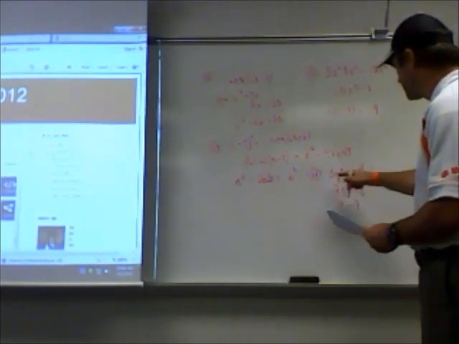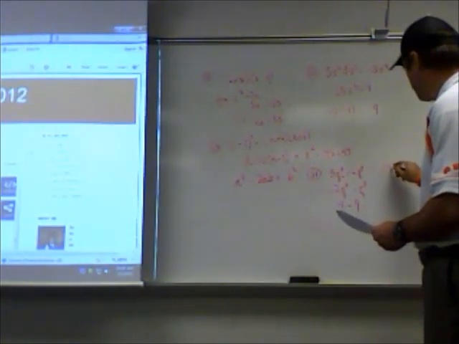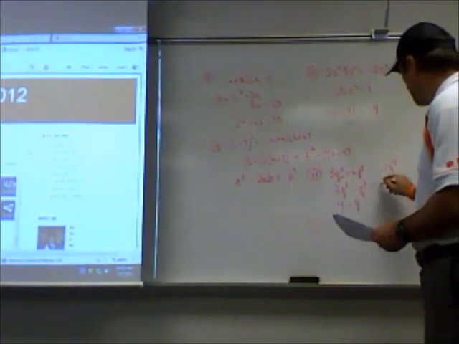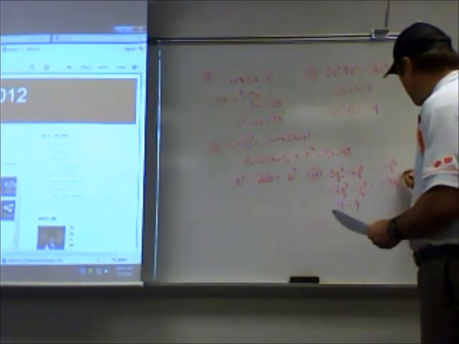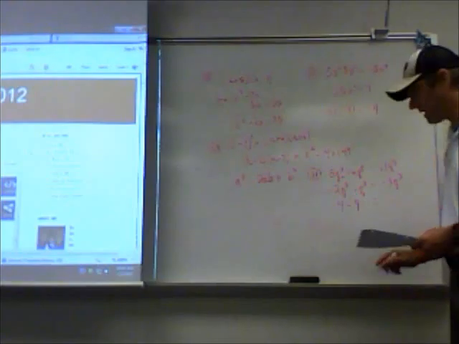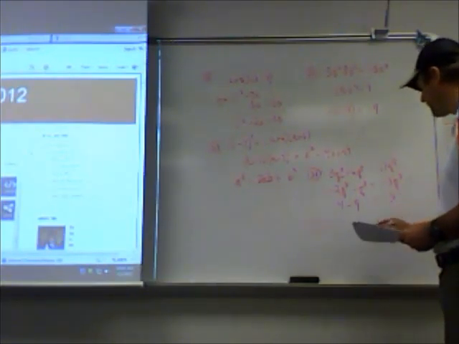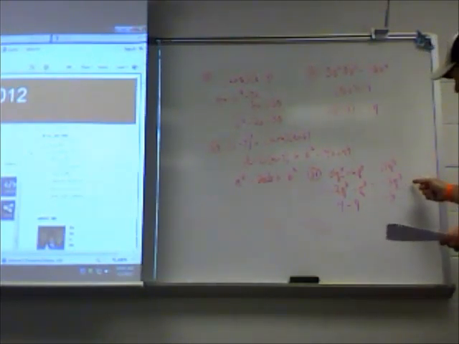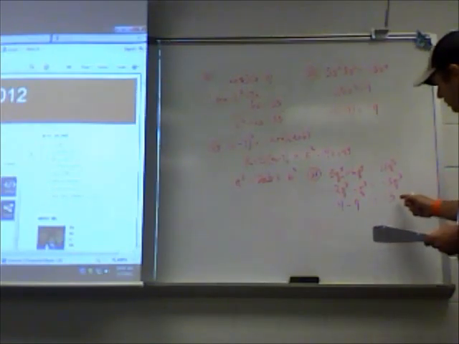So 6 plus 5 is 11 cubed to the fifth. Minus 3 cubed to the third. And then 4 minus 9 is negative 5. So your final answer is 11 cubed to the fifth, negative 3 cubed minus 5.